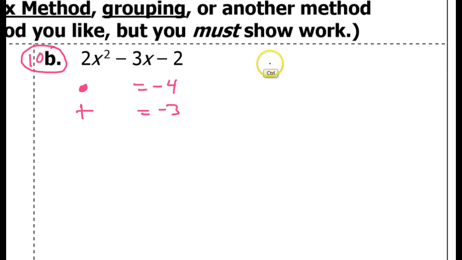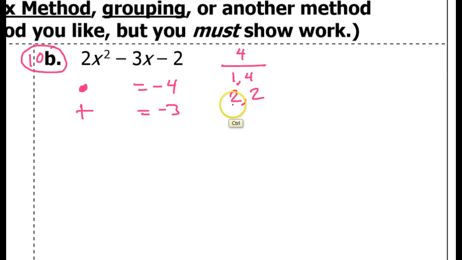We start with the product, which is 4. I'm ignoring the sign. Now, I need numbers that multiply to make 4. For example, 1 and 4, or 2 and 2. And really that's it. That's the complete list.